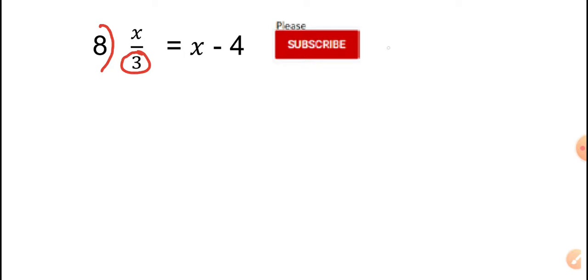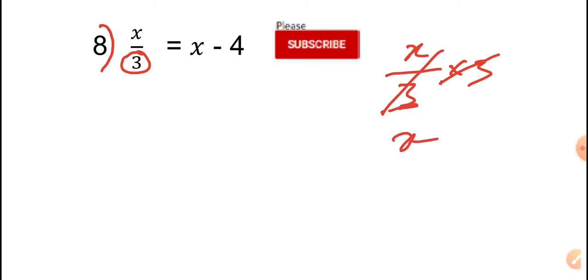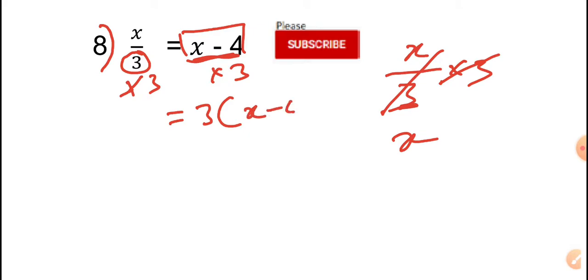Now remember, I've got x divided by 3 and I want to get rid of this divide by 3. The best way to get rid of the divide 3 is to times by 3, the opposite of divide 3. By timesing by 3, I cancel out this divide by 3, leaving just x. So that's what we did here with question 8. We times both sides by 3, and remember, we are timesing all of this by 3, not just the x. That's why we put that in a bracket and said 3x minus 4.